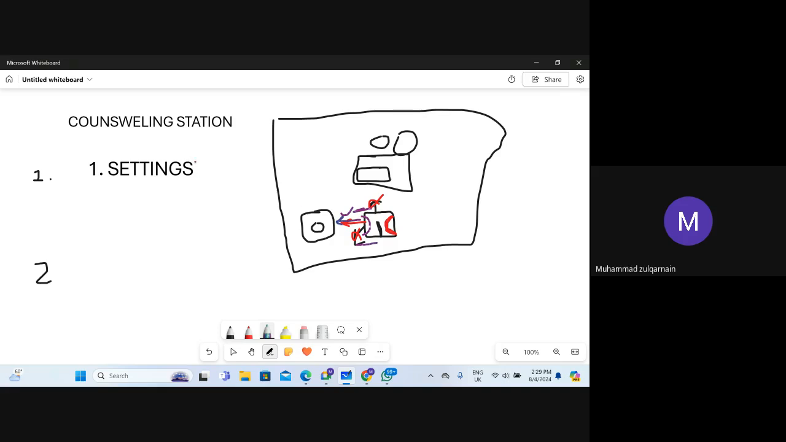This is the setting, and this is extremely important because these examiners are all the time looking at each and every move you make, your language, your words, your everything. So this is the setting.